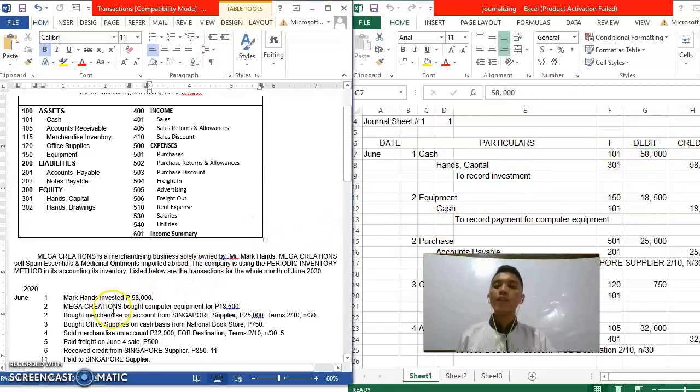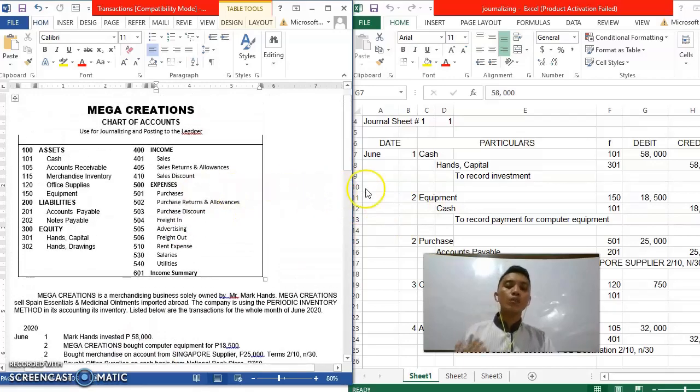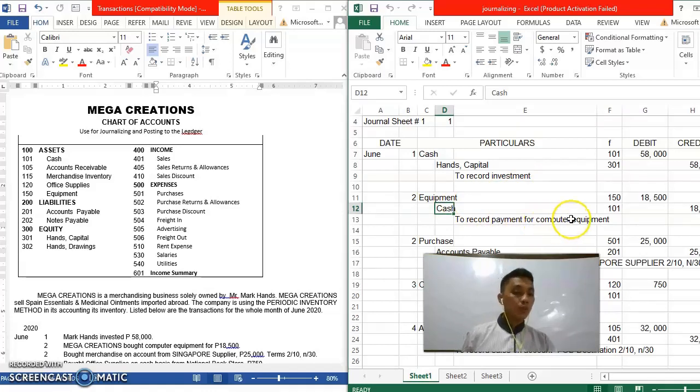Next transaction, we have Mega Creations bought computer equipment for 18,500, and our chart of accounts has us record a debit entry for equipment and then a credit entry for cash, with the purpose of recording payment for computer equipment, and the credit amount has to be 18,500.